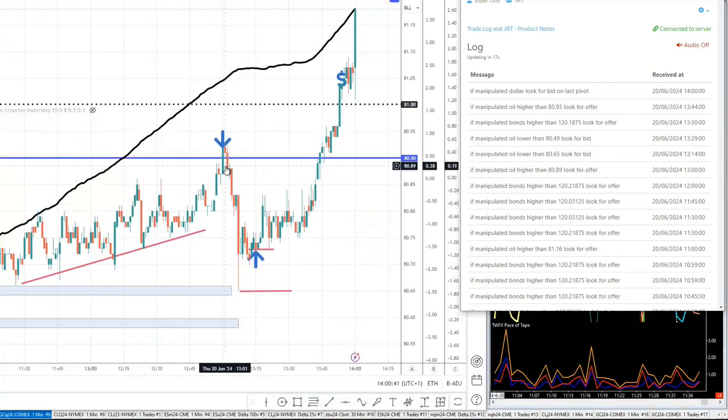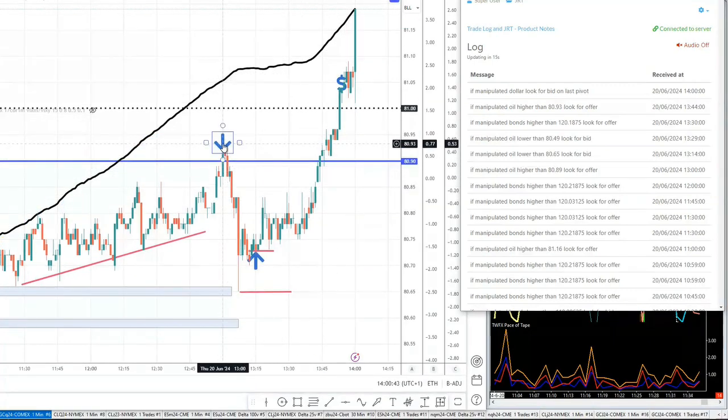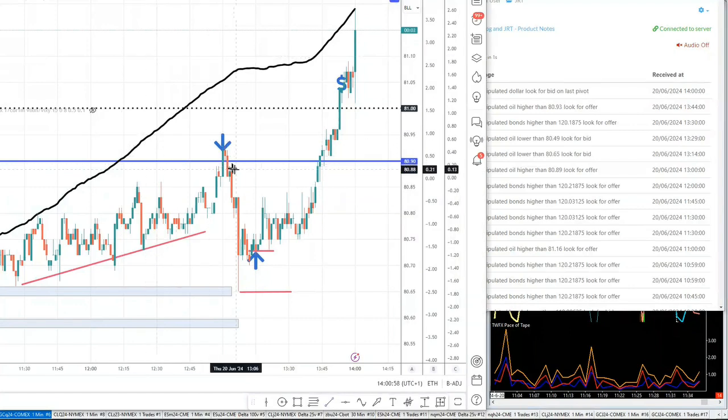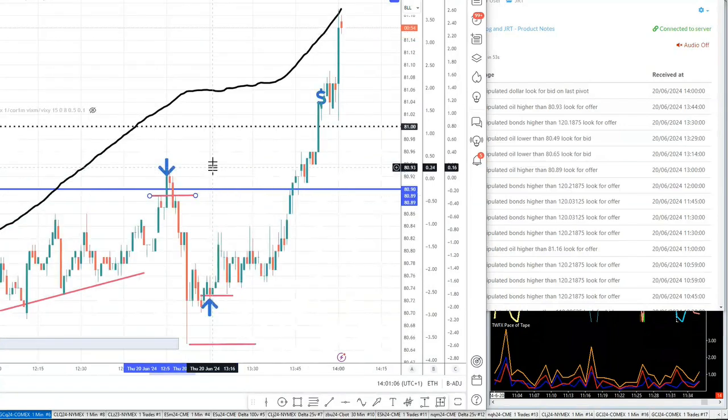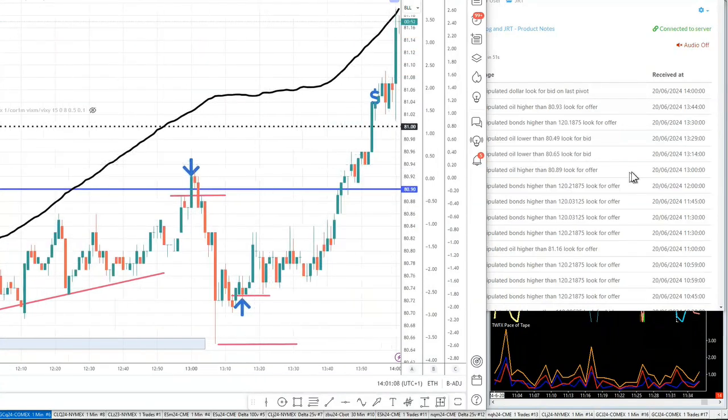Well, what happened at 1300 hours? They put in the pivot, right? So what price was this? 80.89, do you agree? 80.89 at 1300 hours. Well, 1300 hours was that price there. So in other words, what this trade log tells me is if the price goes above that, we should be looking to sell it. Yes or no? Is that what the trade log tells me?